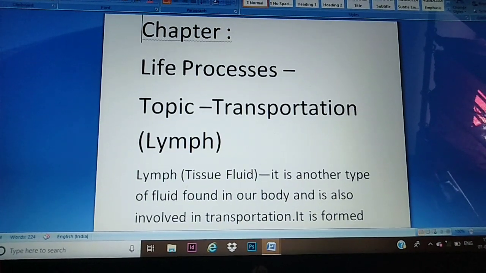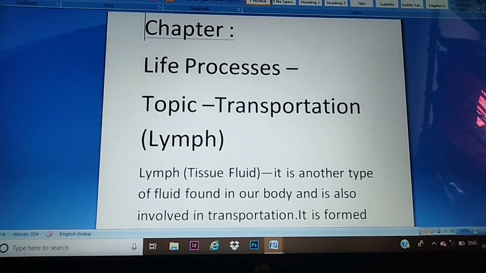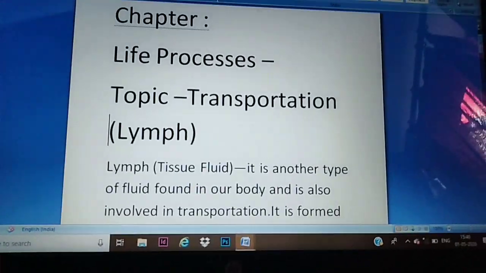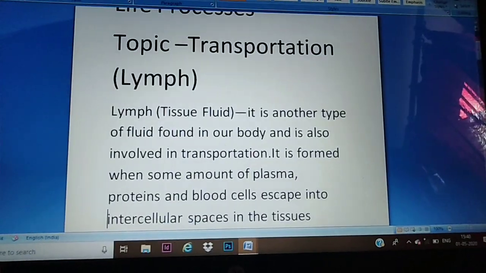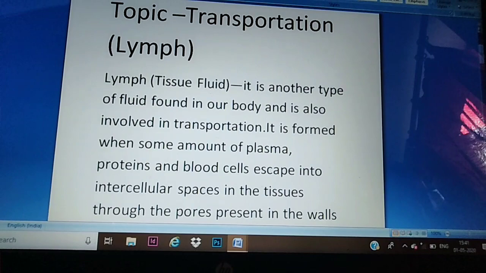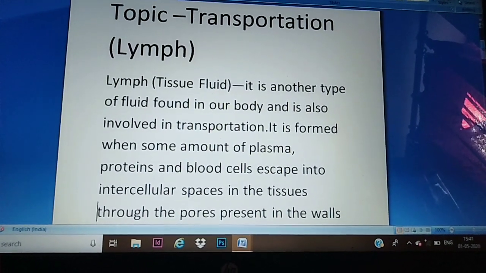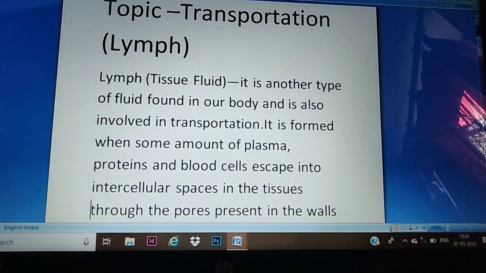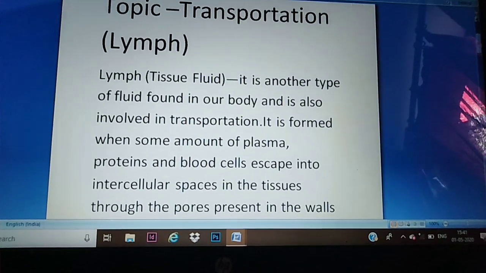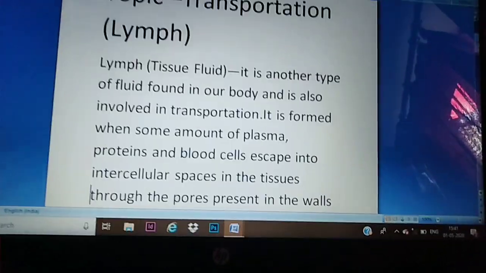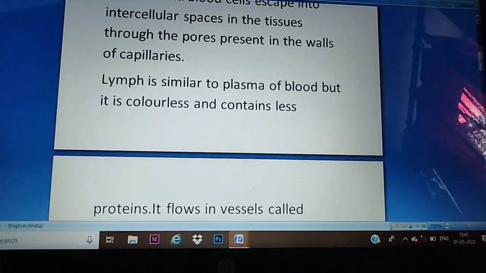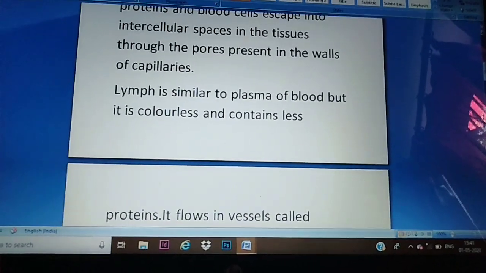So it is another type of fluid that is found in our body and it is also involved in the transportation. That means not only blood, lymph also does the same thing, that is the transportation. Now how is lymph formed? So it is formed when some amount of the plasma, protein and blood cells escape into the intercellular spaces in the tissue through the pores present in the walls of the capillaries. That means when some plasma or proteins come out through the pores, then that forms lymph.